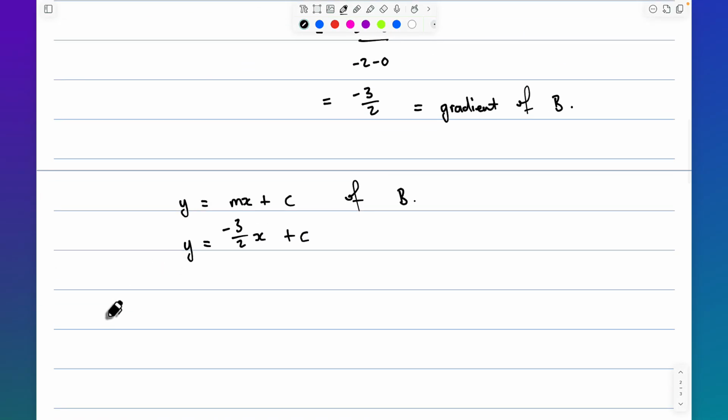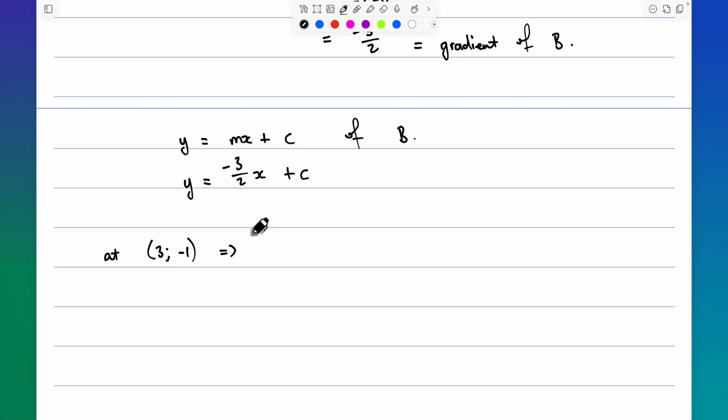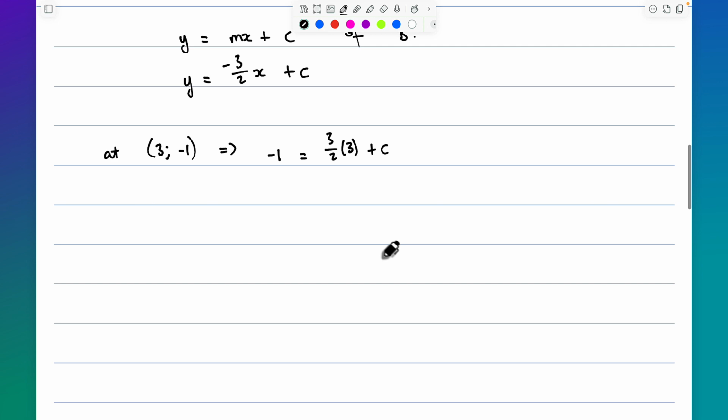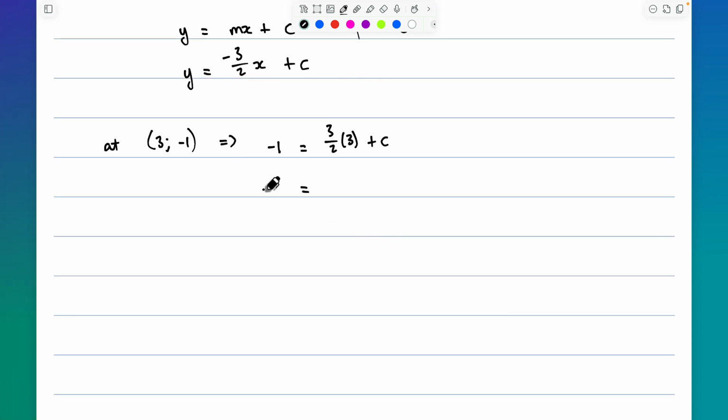So at 3 and negative 1, we can substitute that into our formula. Your y value is negative 1. So that's negative 3 over 2 multiplied by x. Your x value is 3, and then that's going to be plus c. So this is equal to negative 1.